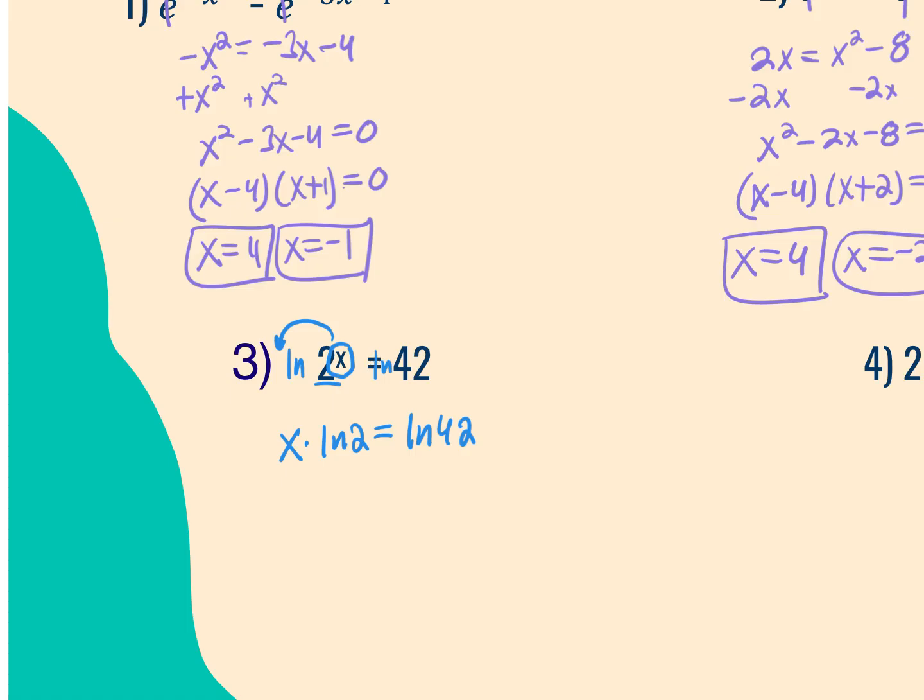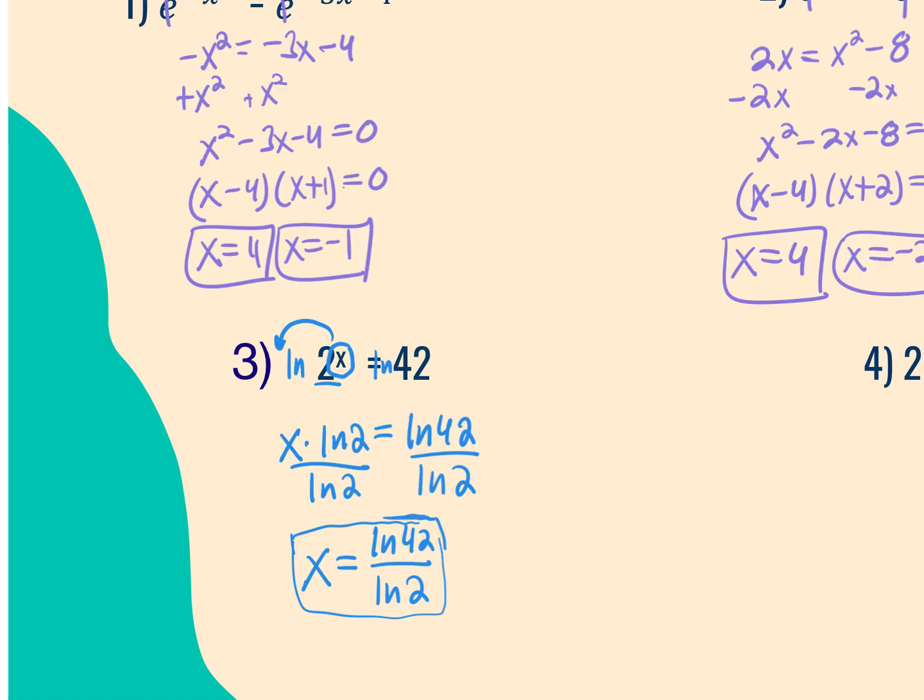So what I'm going to do now to get the x completely by itself is divide both sides by ln of 2. And then we get x equals ln of 42 over ln of 2, and that's our exact answer. But again, maybe you took a slightly different approach. I know that Ms. Meadows does log base 2 on both sides, and then the exact answer would be log base 2 of 42.